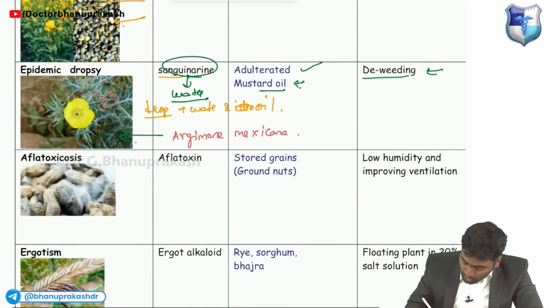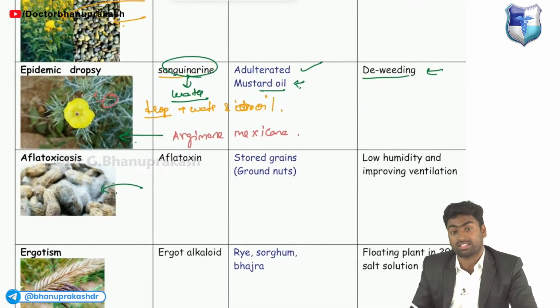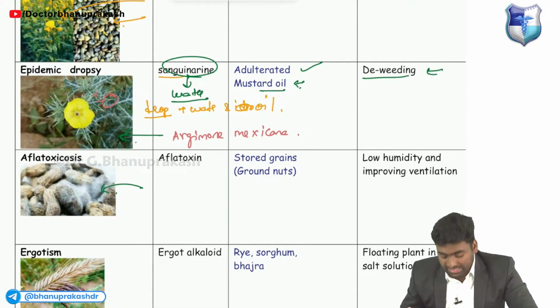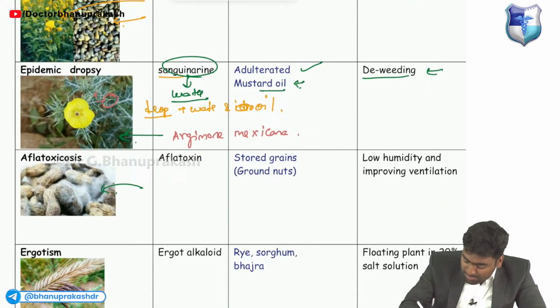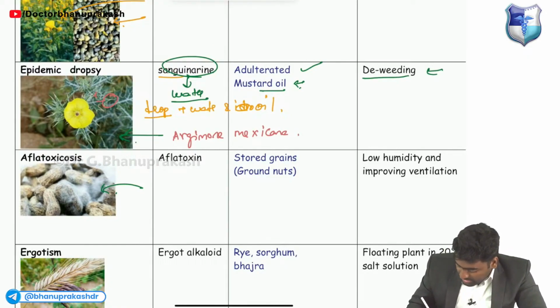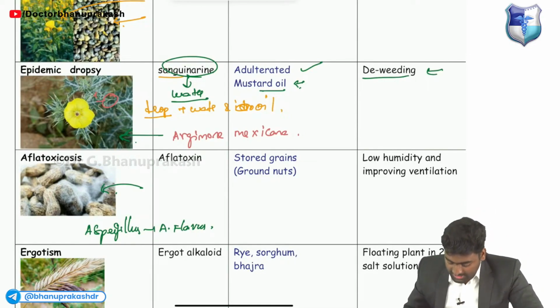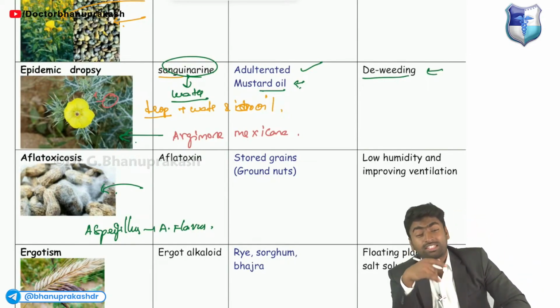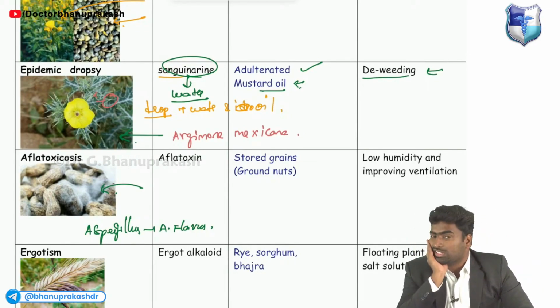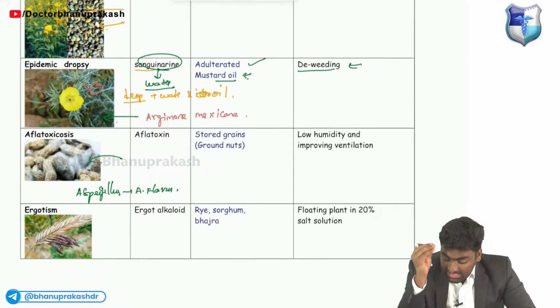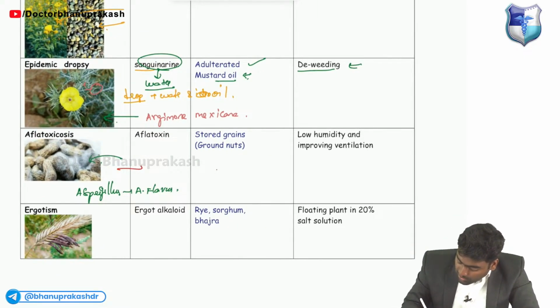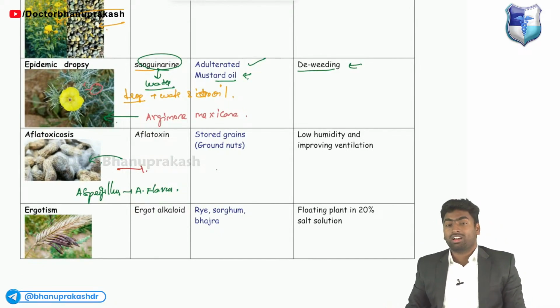Next, you see these groundnuts which are being affected by this fungus. It is the Aspergillus fungus, especially Aspergillus flavus, which is causing aspergillosis, and here it will cause aflatoxicosis by this aflatoxin. And this aflatoxicosis can be related to a tumor or a carcinoma.